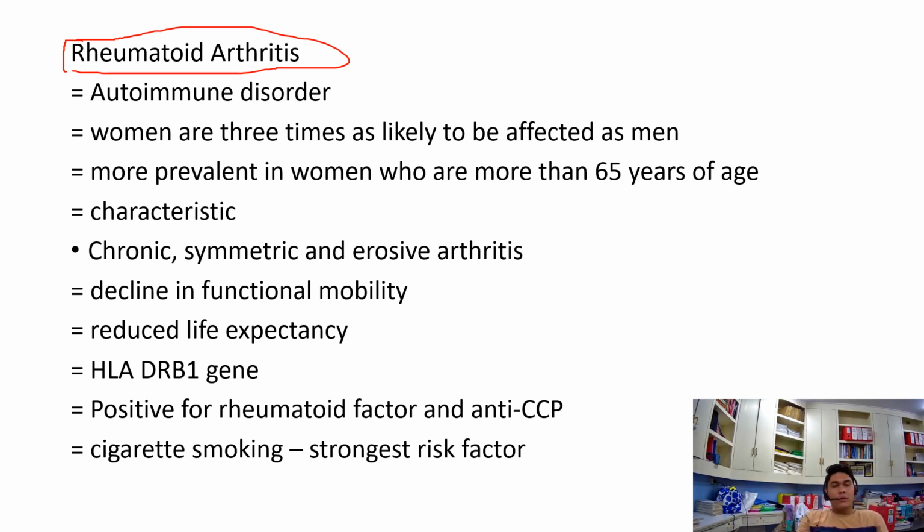Next, the gene associated with rheumatoid arthritis is the HLA-DRB1 gene. Patients with rheumatoid arthritis are usually positive for rheumatoid factor or anti-CCP. The meaning of anti-CCP is anti-cyclic citrullinated protein. And the strongest risk factor of rheumatoid arthritis is cigarette smoking.